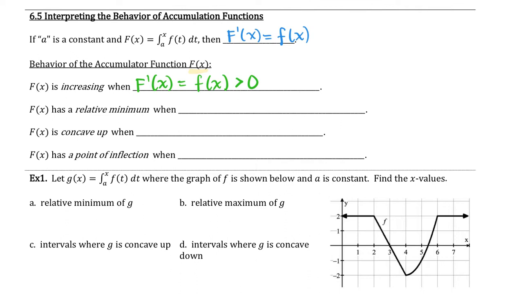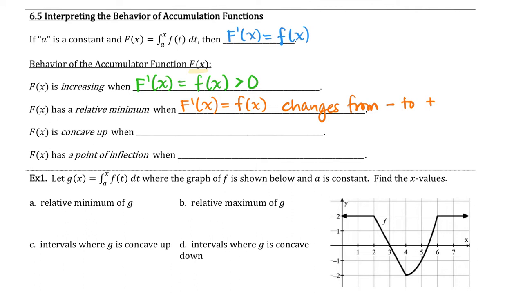So if I want to know if F of x has a relative minimum, I want to see when F prime of x changes from negative to positive. Since F prime of x is the same as little f of x, it's possible that I will look for when little f of x changes from negative to positive. And this is because they often will give you the given information of little f of x, so that's what you're going to have to interpret.